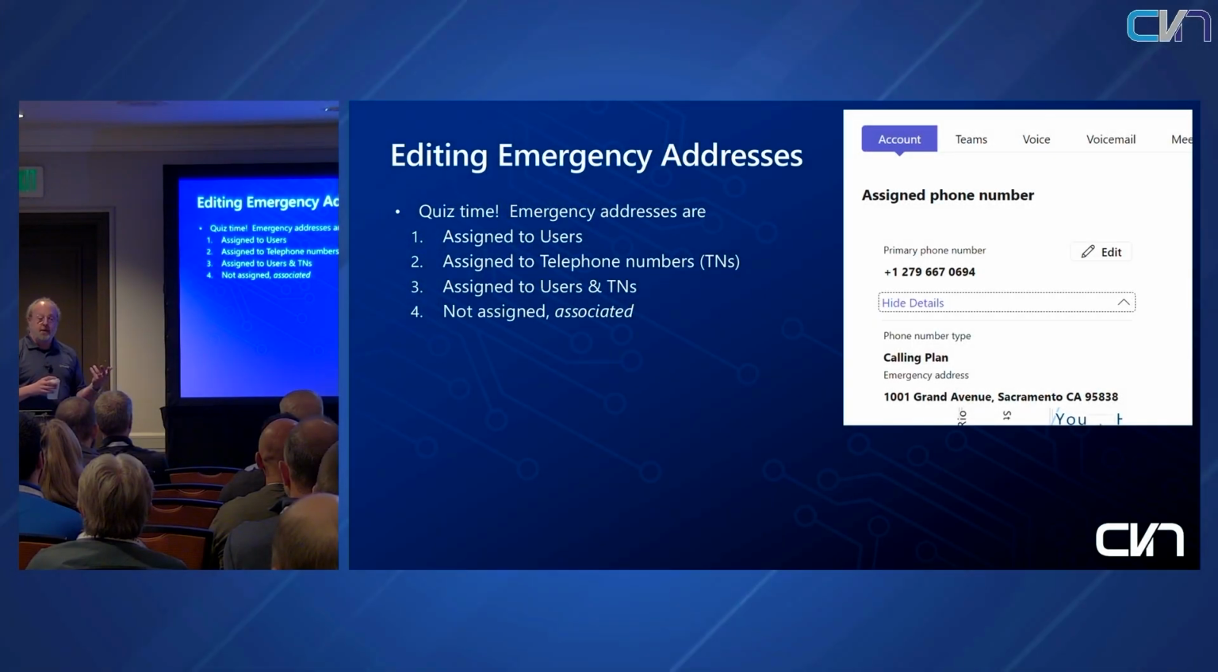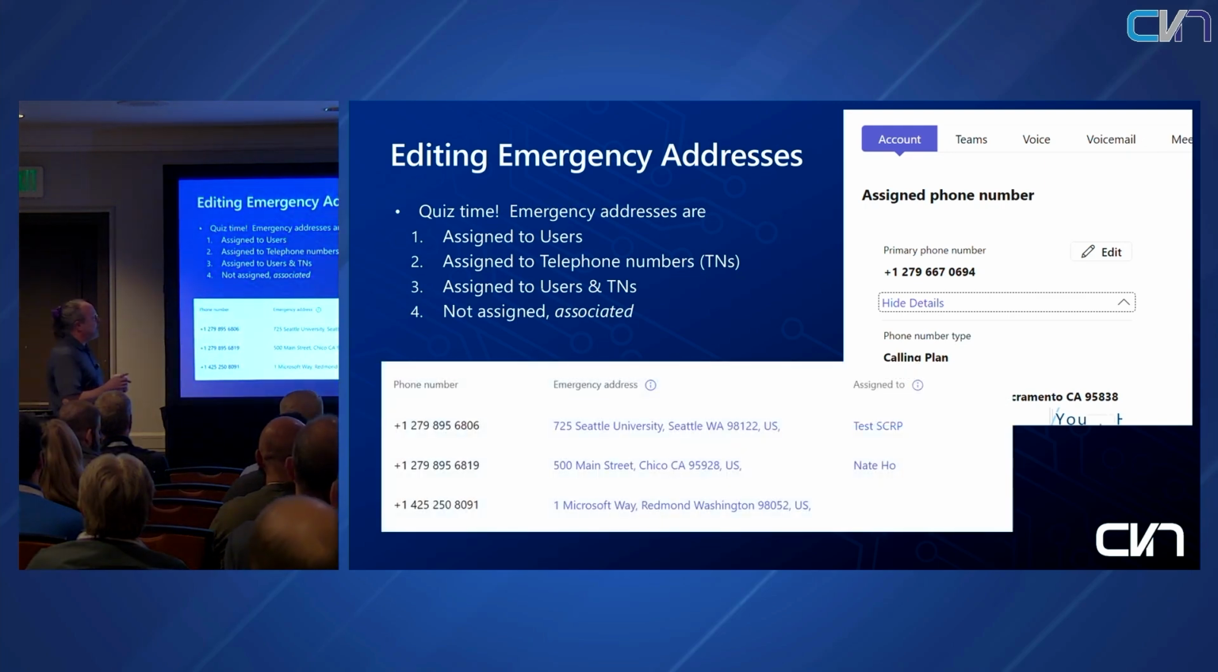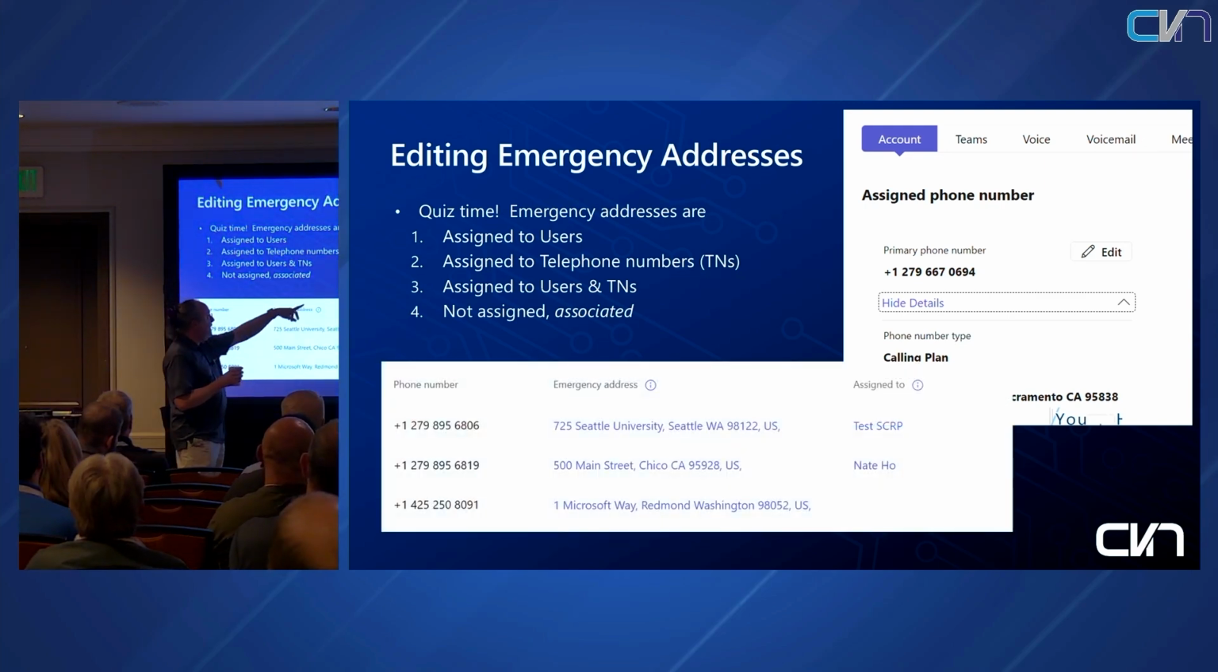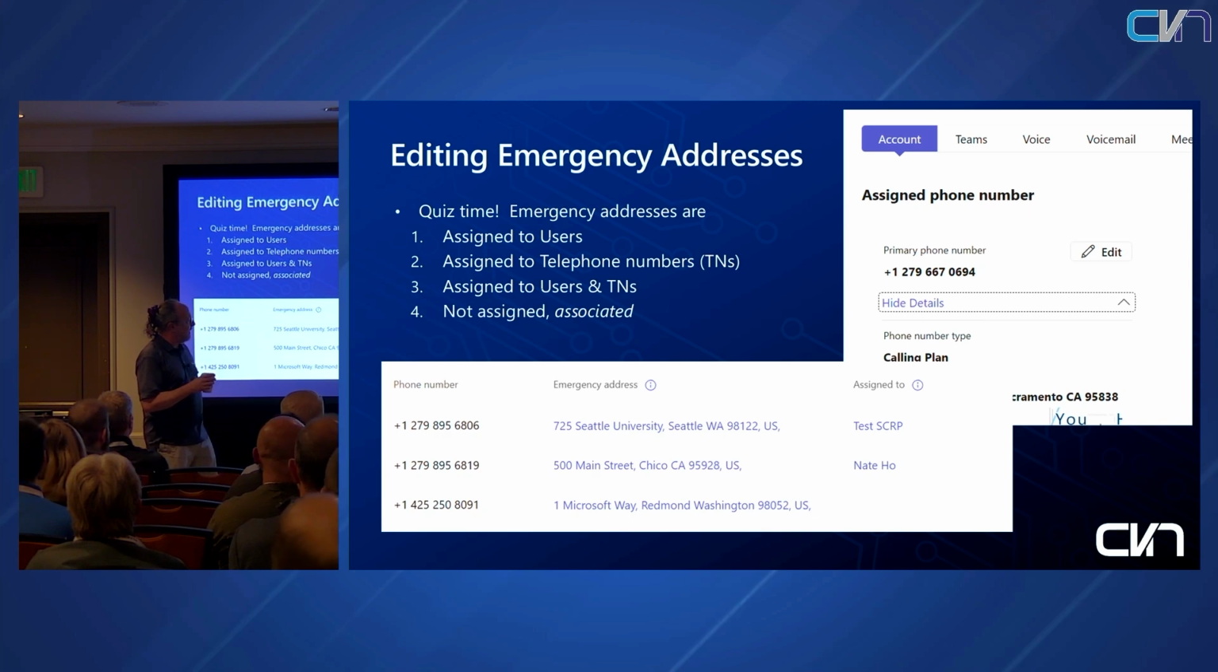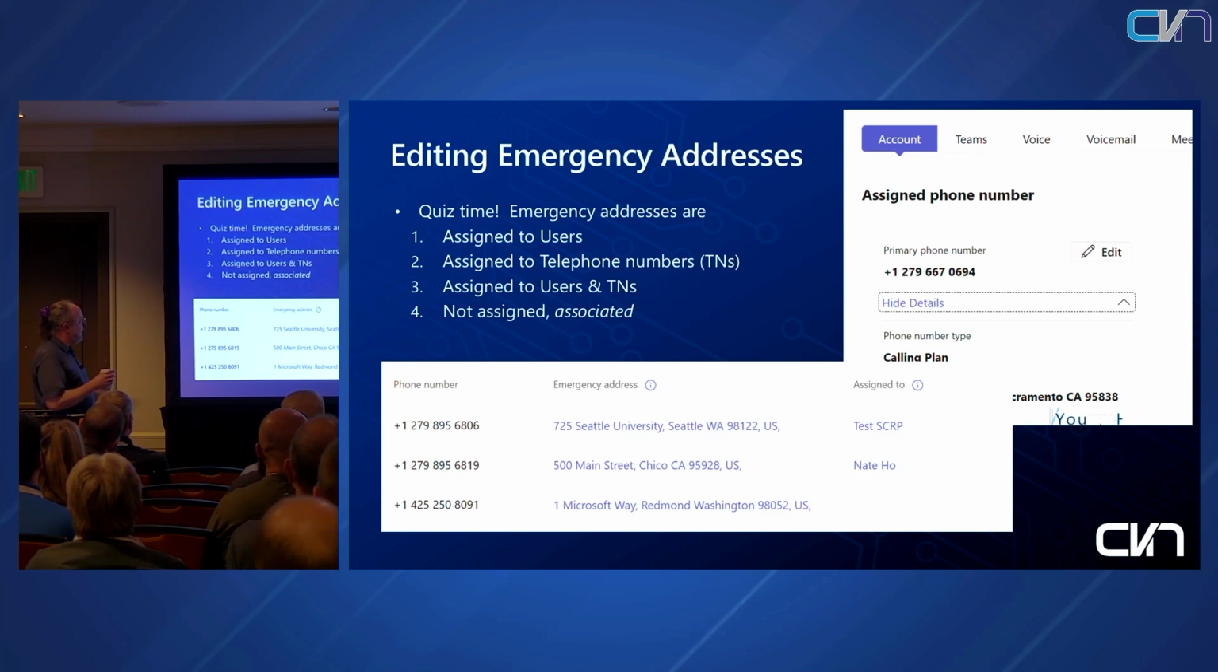They're associated. Another hint, perhaps: I got one screenshot over there from Teams Admin Center showing an assigned phone number, then you see the calling plan type, and then you see the emergency address there. That's all from the user's detail page. If I look at it from the perspective of phone numbers, I can see the assignments, and I can see the emergency addresses there.